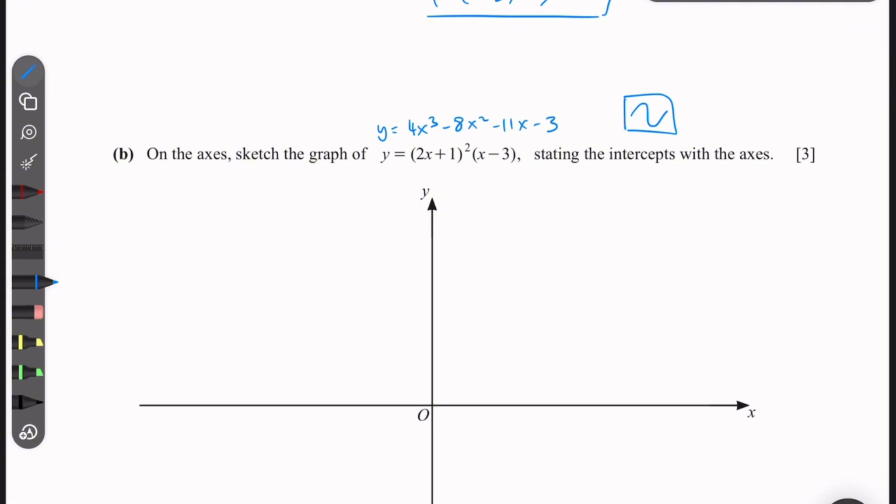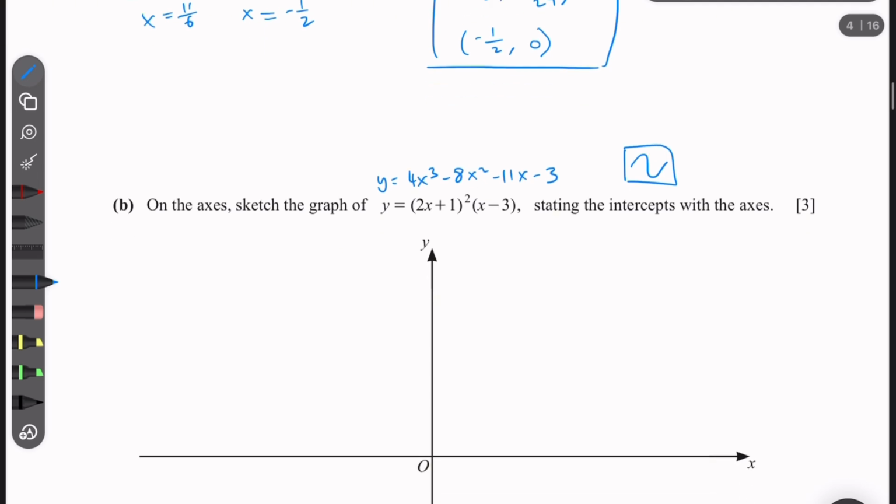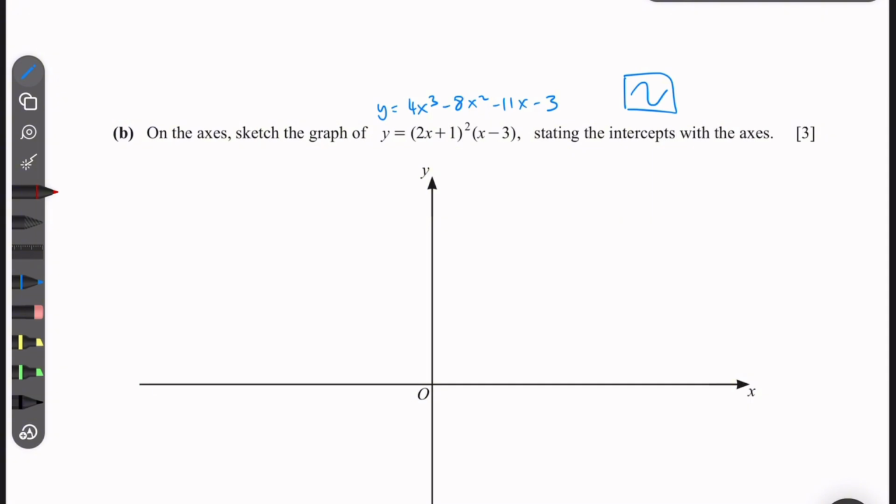And then for cubic graphs, it can either intersect the x-axis once, twice, or 3 times. But for this graph, it will only be 2 times because we can actually find the roots from the equation by equating it to 0. And it should give minus half and 3. So x equals minus half, x equals 3.